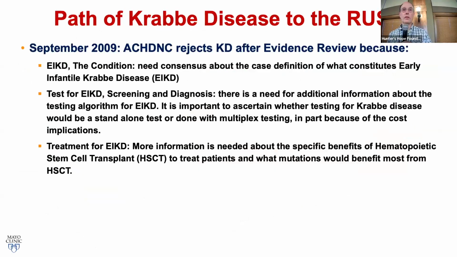Shortly thereafter, there was also the attempt made to bring Krabbe disease to the RUSP, which had just been established at the time. And in 2009, the advisory committee voted, after an evidence review, against addition of Krabbe disease to the RUSP. So that was 2009. The reasons given were that they felt there is not enough information about what early infantile Krabbe disease actually is, how you screen for it, how you diagnose it, how good is the treatment, what's the benefit of it all? So they had a lot of, I think, valid questions.